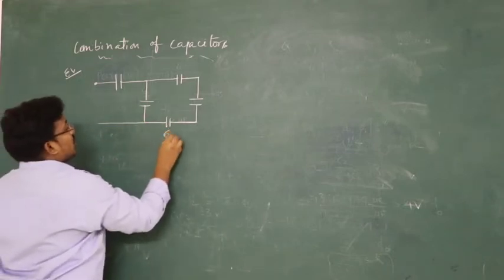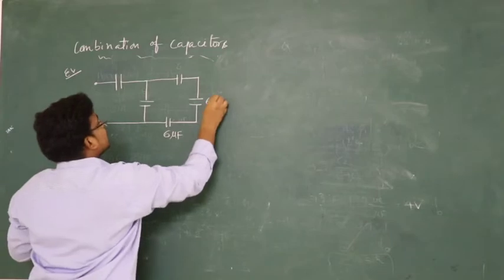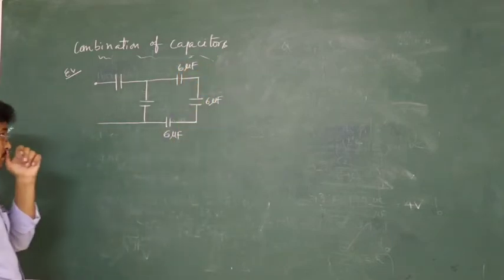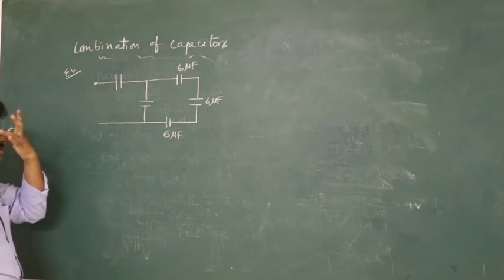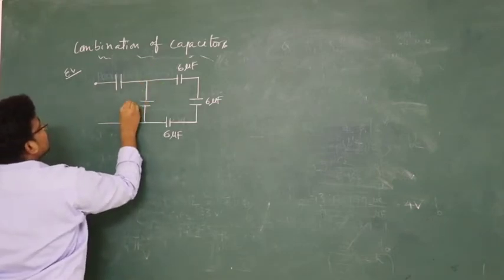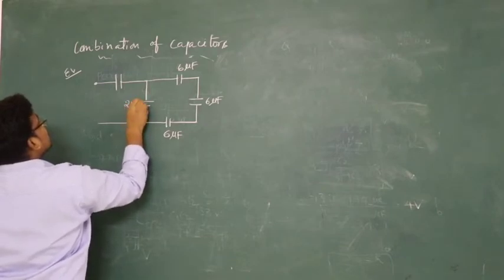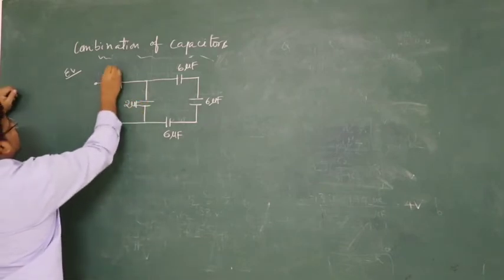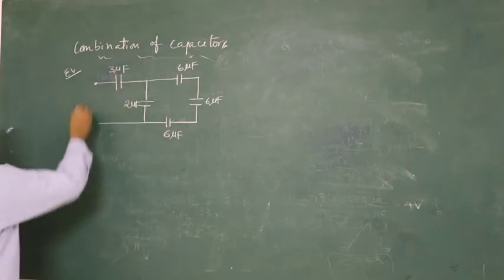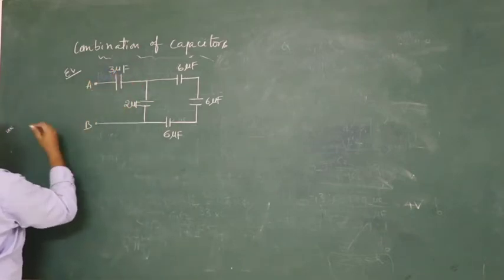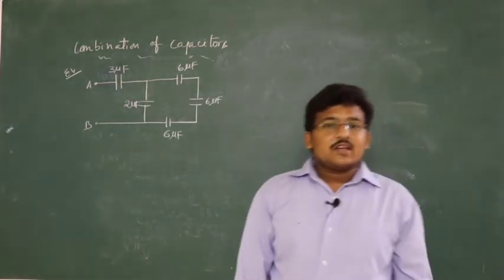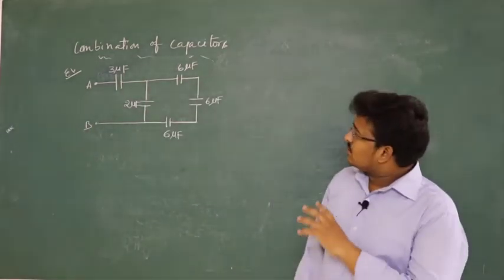So here all capacitors you can take as 6 microfarads, okay? So 6 microfarad, and this one is 2 micro and this is 3 micro, and this is point A and point B. Now they are asking you to find the equivalent capacitance for this circuit.